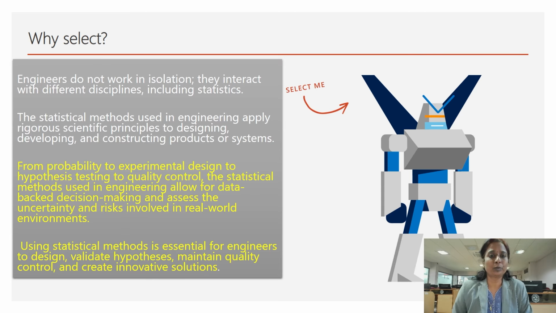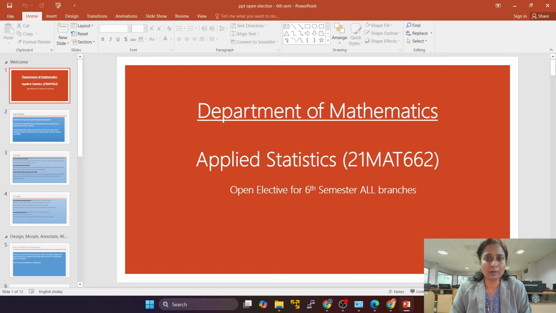So this is about the open elective floated by the mathematics department. The intake for this course is 60. And most probably, Dr. Anjana Joshi will be handling this course. So this is applied statistics with the subject code 21 MAT 662, and it is an open elective for 6th semester of all the branches.